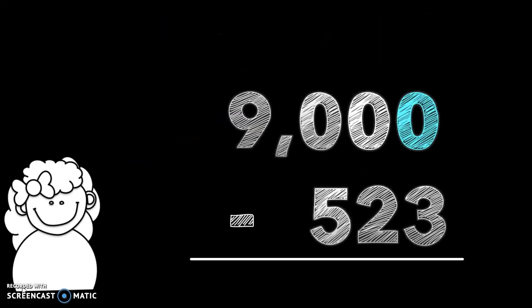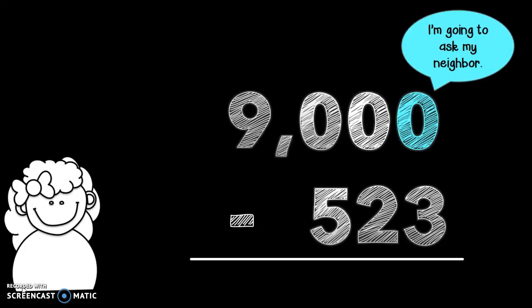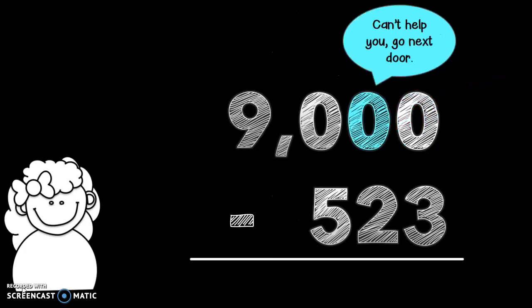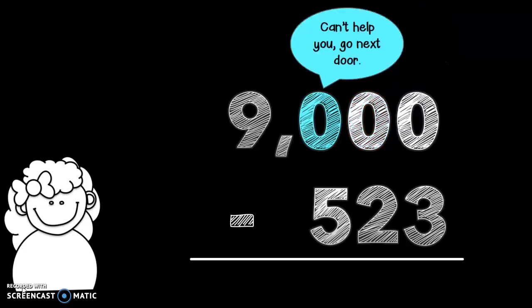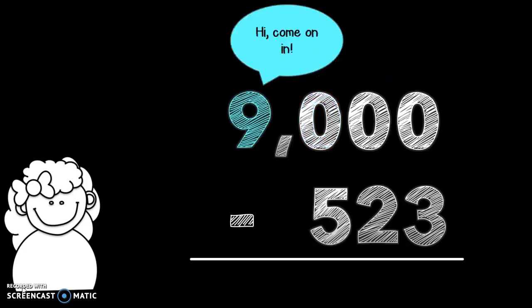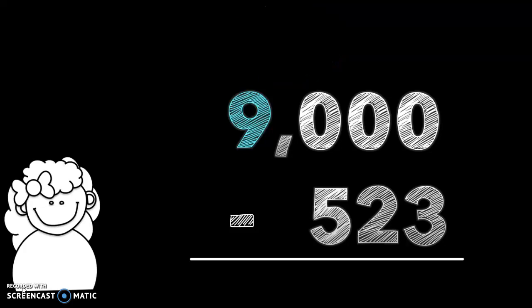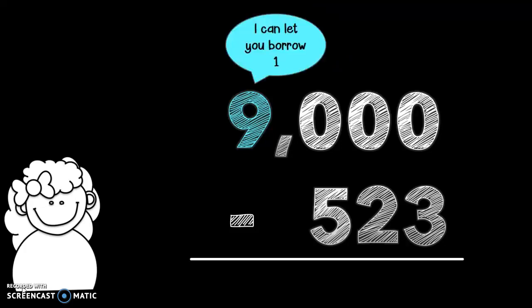What do I do? So the 0 in the ones place says, I'm going to ask my neighbor. Knock, knock. The 0 in the tens place says, sorry, can't help you. Go next door. The 0 in the hundreds place says, sorry, can't help you. Go next door. The 9 in the thousands place says, hi, come on in. I can let you borrow 1.